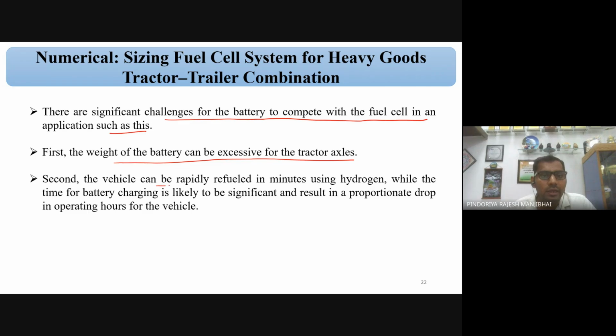Second, the vehicle can be rapidly refueled in minutes using hydrogen, while the time for battery charging is likely to be significant and result in a proportionate drop of the operating hours for the vehicle. Yes, so suppose you want to use the battery for this application. The size of the battery is around 500 kilogram, and it will take too much time to charge your battery. Suppose you want to use the fuel cell.